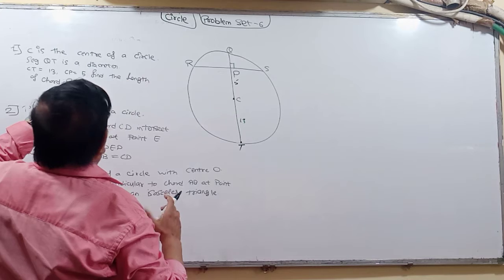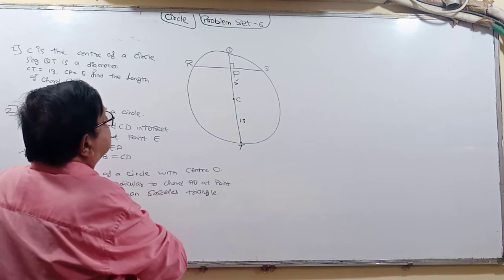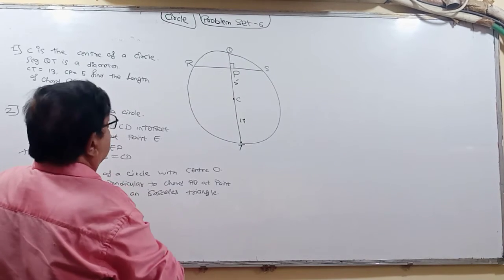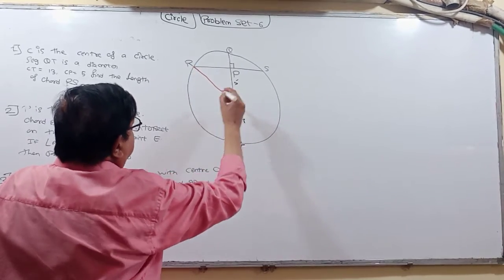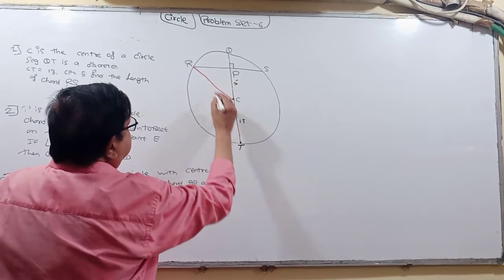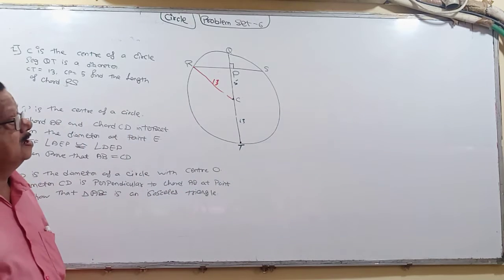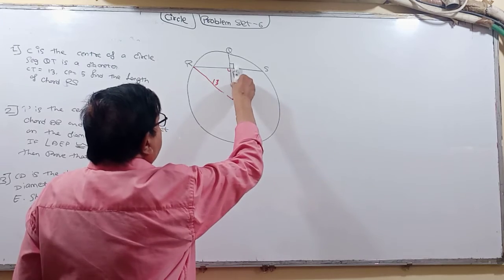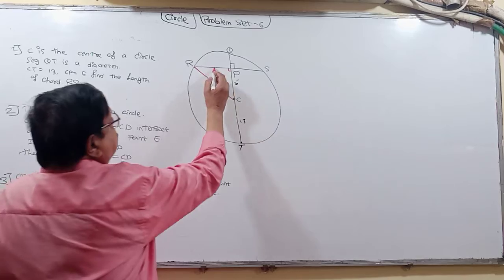So find the length of the chord. So we will join. What will we join? CR. Okay, we will join CR. Now when we join CR, that is also radius. This is radius. This is also radius. This is 13. This also is 13. Now in this triangle, it's a right angle triangle. This is 5 and this is 13. By Pythagoras theorem, you will get this as 12.